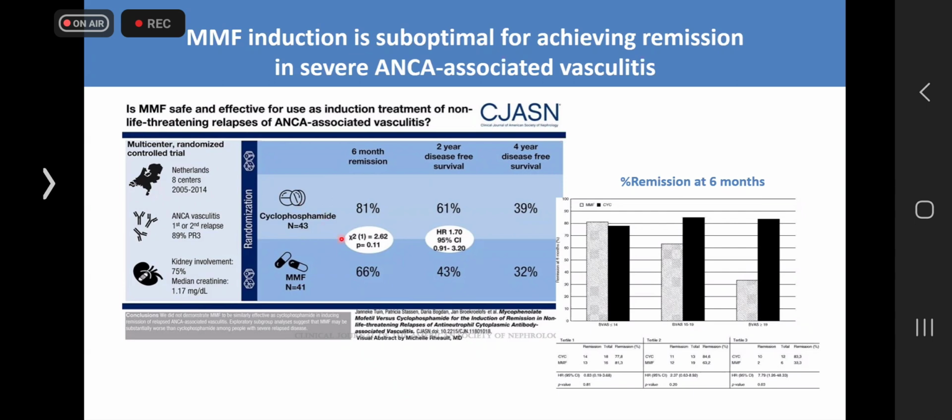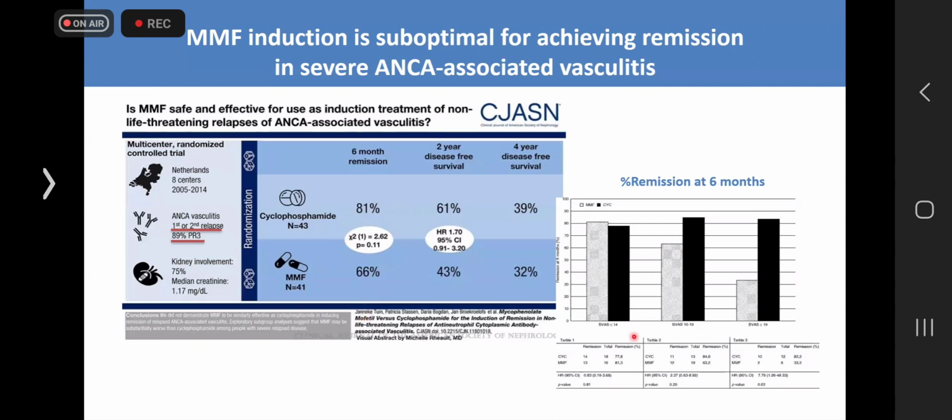And in particular, if you look, this was a series that looked at patients who were already diagnosed with ANCA-associated vasculitis and were relapsing. They were on their first or second relapse. Now, most of these were PR3 positive, which of course relapses at a higher rate. But they compared patients treated with cyclophosphamide to those treated with mycophenolate.